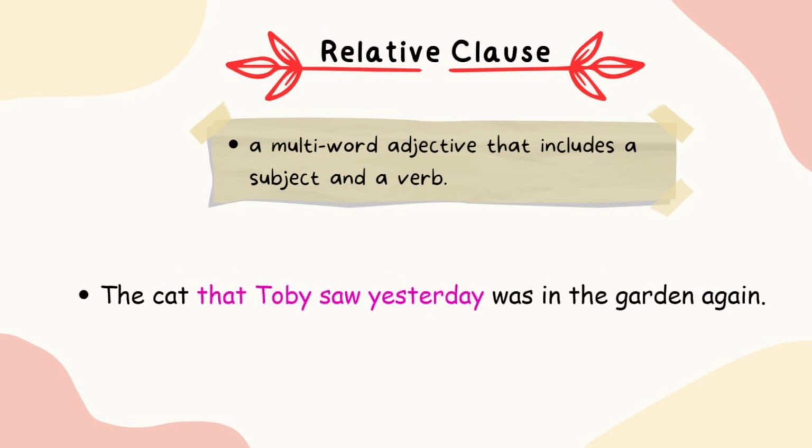Next, relative clause. The definition of a relative clause is the same as an adjective clause: a multi-word adjective that includes a subject and a verb. For example, the cat that Toby saw yesterday was in the garden again. That Toby saw yesterday is functioning as an adjective describing the cat. The subject of the clause is Toby and the verb is saw.